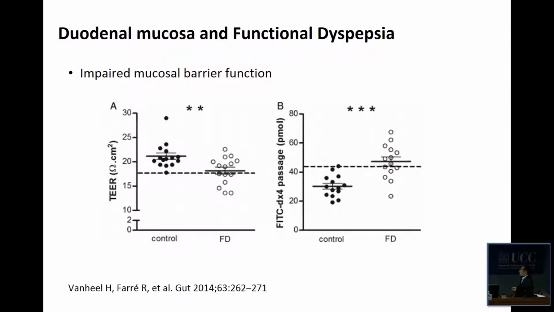Not only a presence of low-grade inflammation, more recently it has been reported impaired mucosal barrier function, demonstrating decreased transepithelial electrical resistance and increased duodenal permeability in the patient with functional dyspepsia compared to control.